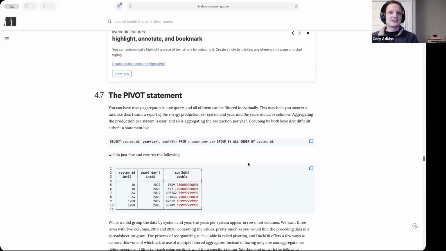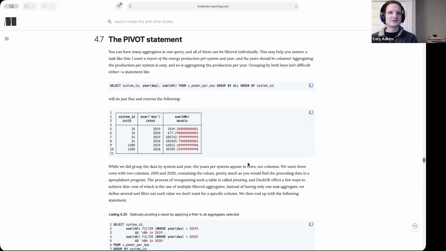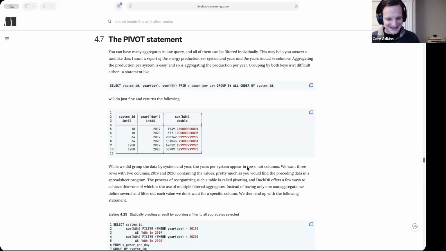Nice. Okay. So pivoting, I would say, works quite similarly to dplyr. Tidyr. Oh yeah, sorry. Yep. Good point. Yep, it's tidyr.